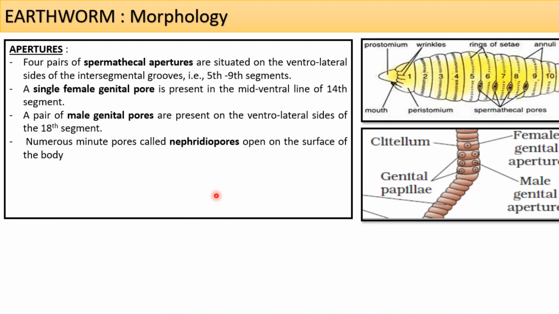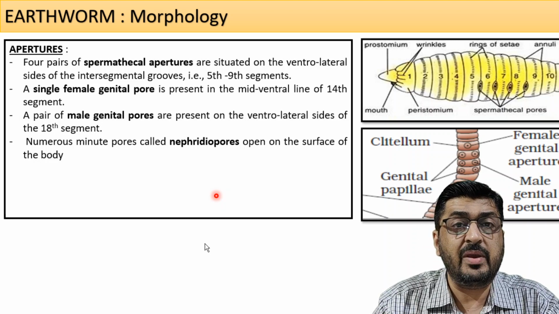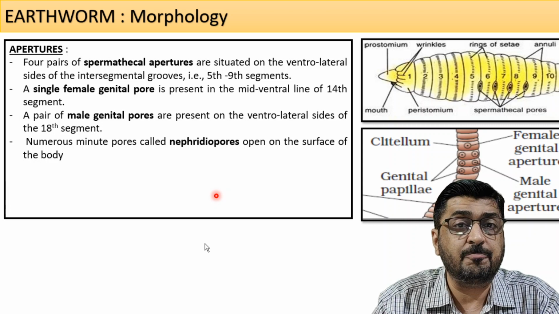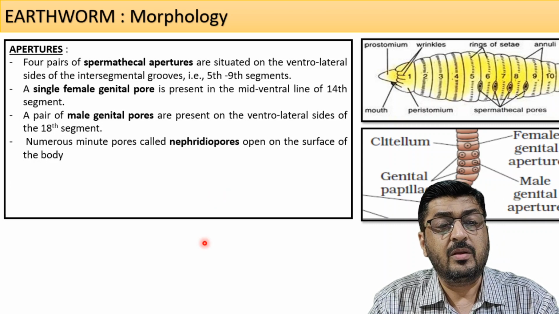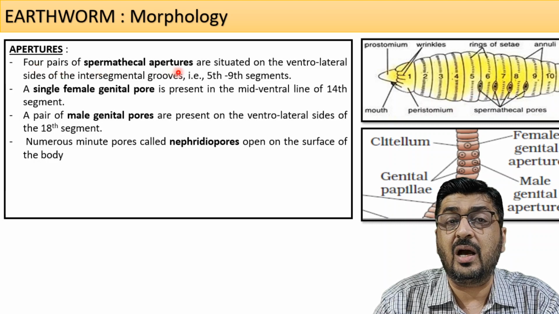Now, what are the various apertures in the earthworm? Not forgetting that the earthworm is a hermaphrodite. Both the male and the female structures are present on the same organism. Now, what are the various apertures? First of all, 4 pairs of spermathecal apertures.